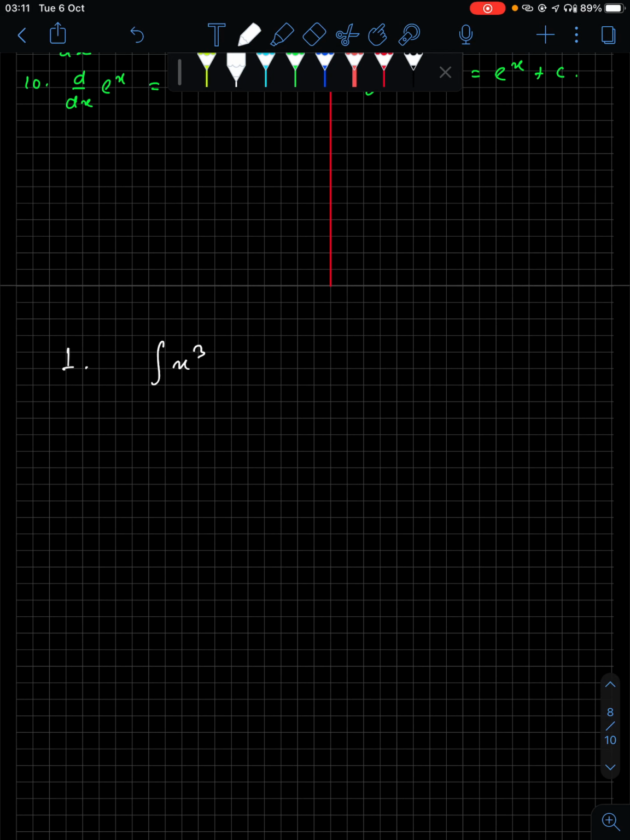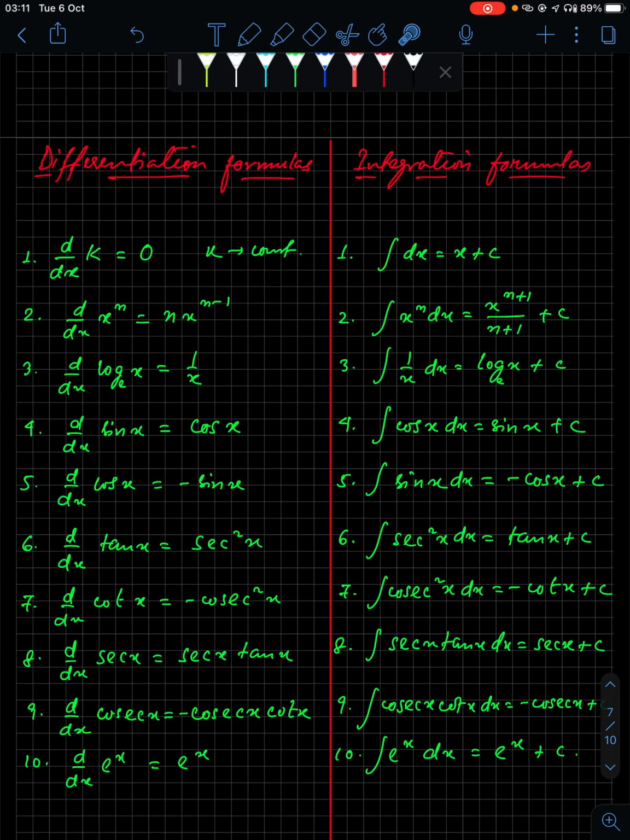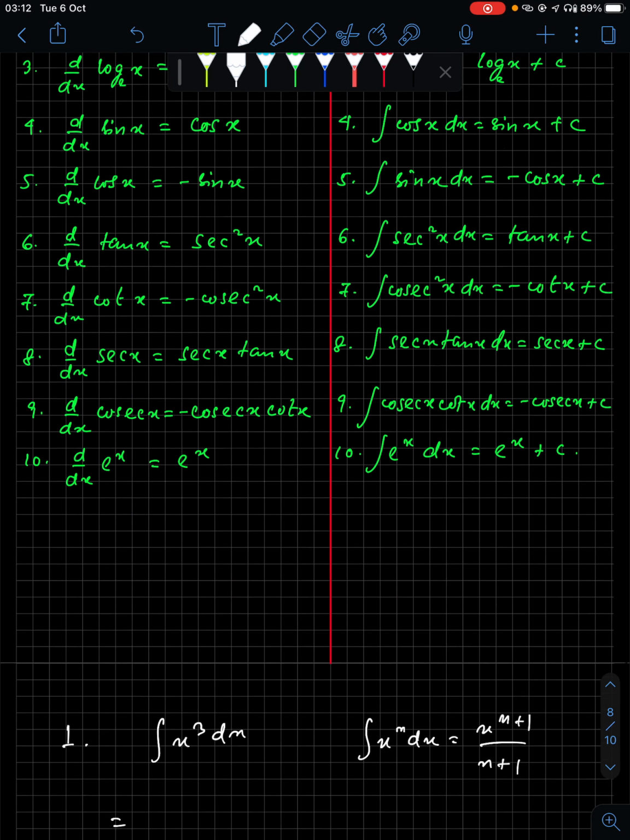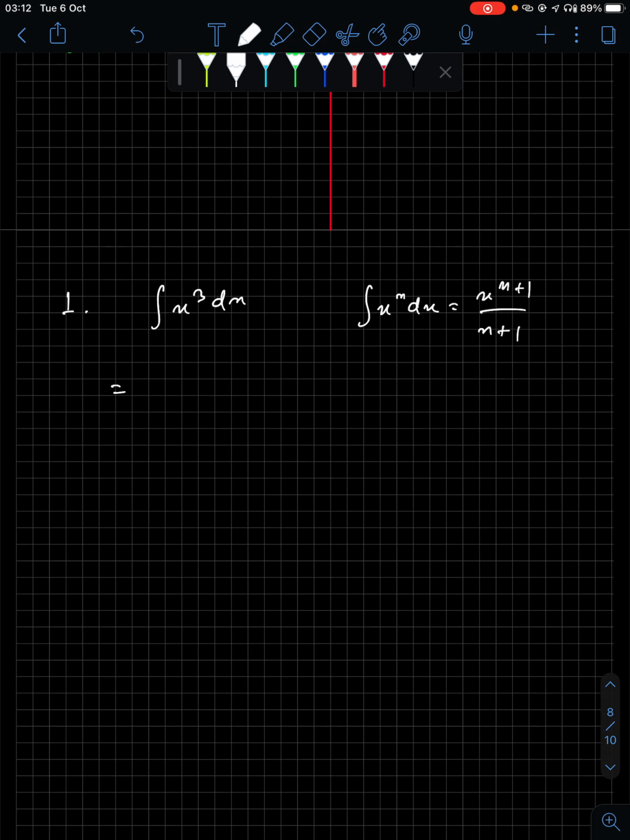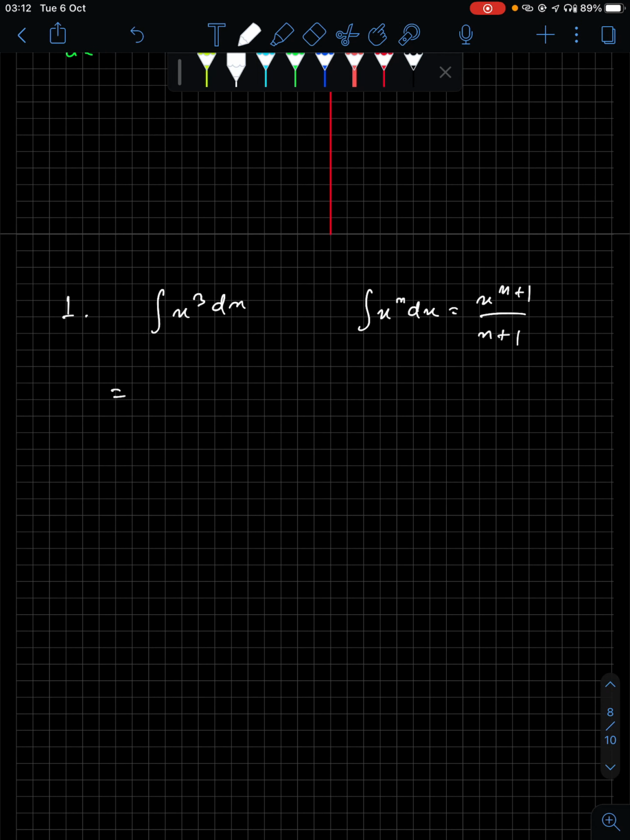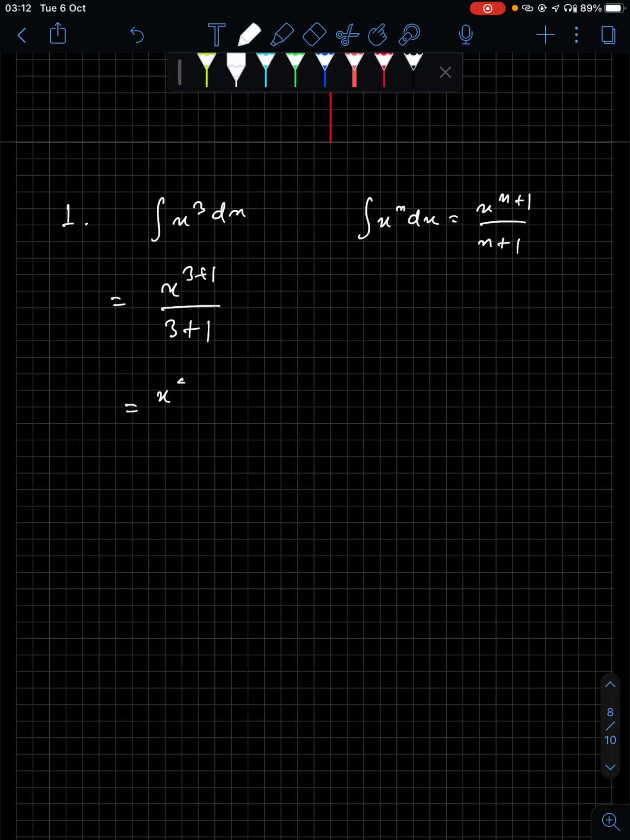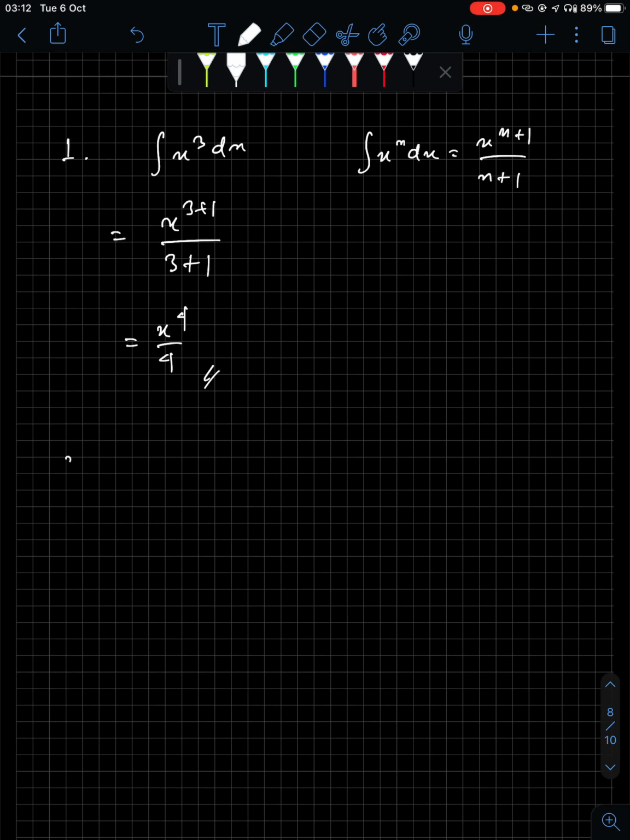Integral x cube dx. So integral x to the power n dx is the formula, right? x to the power n plus 1 divided by n plus 1. If you see in the chart, this is the formula. Now we don't write plus c. Plus c will be used while doing mathematics, where c is the constant. In physics, we mostly don't use that. So integral x cube dx will get you x to the power 3 plus 1 divided by 3 plus 1. So there is x to the power 4 divided by 4. That's your answer.